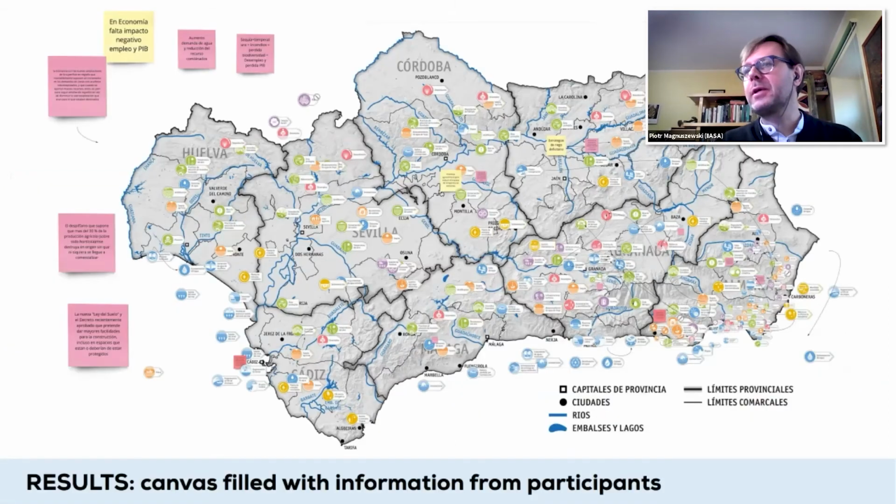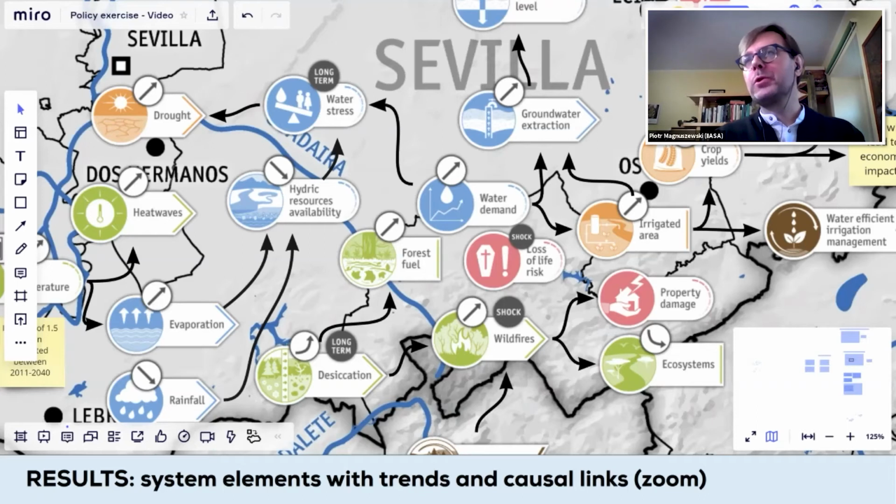So if I magnify and come a little bit closer, you can start to see elements. They can add all kinds of comments, which you can see on the post-its. Magnifying even more, you can see the level of detail. Again, we have specific elements, we have processes, and you can also notice there are links showing the causal connections between specific system elements, like wildfires may lead to property damage and ecosystem damage.